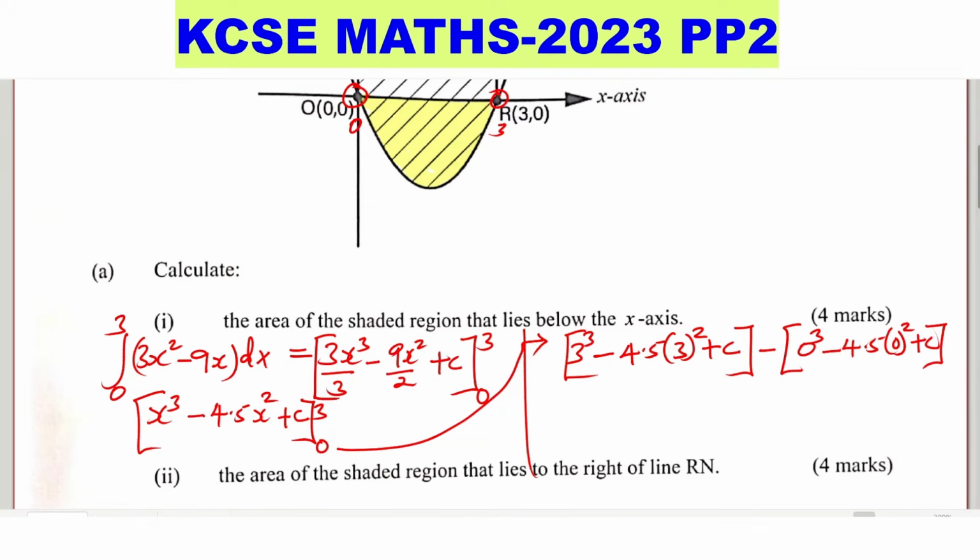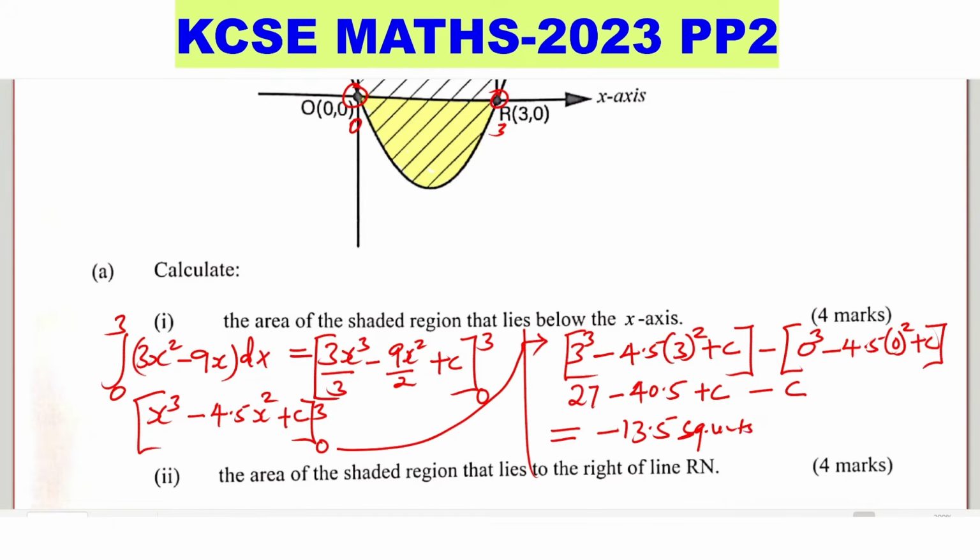From here, 3 cubed will give you 27 minus 4.5 times 3 squared. That will give 40.5 plus c. Then you subtract. This will be 0, 0. This will be c. So you have 27 subtract 40.5 plus c minus c. C will get eliminated. And this one will give negative 13.5 square units.